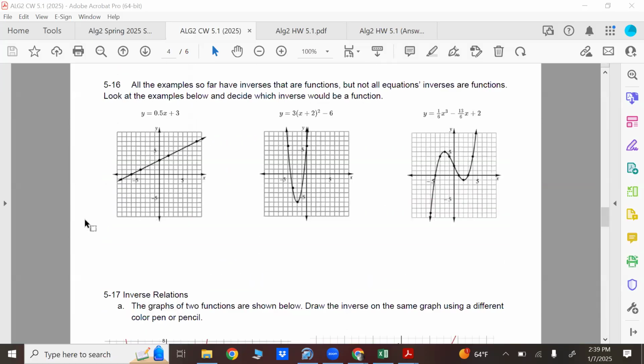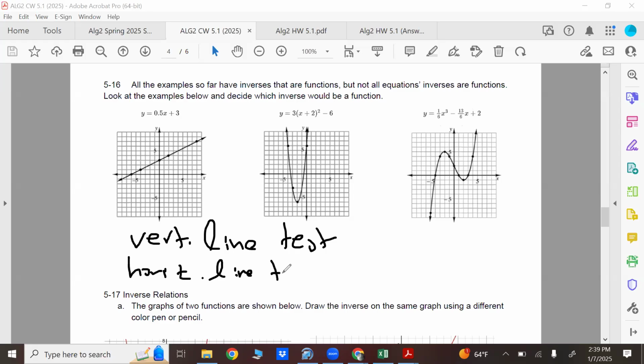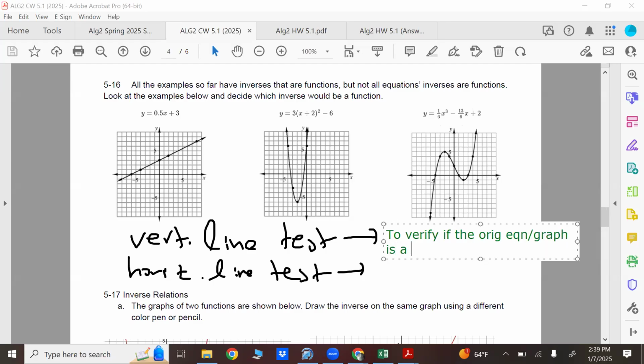All right. So all the examples so far have inverses that are functions, but not all equations' inverses are functions. So vertical line test and horizontal line test. Let me explain the difference between these two, just so you guys are clear on it. Let me write this in text. This is to verify if the original equation or graph is a function.